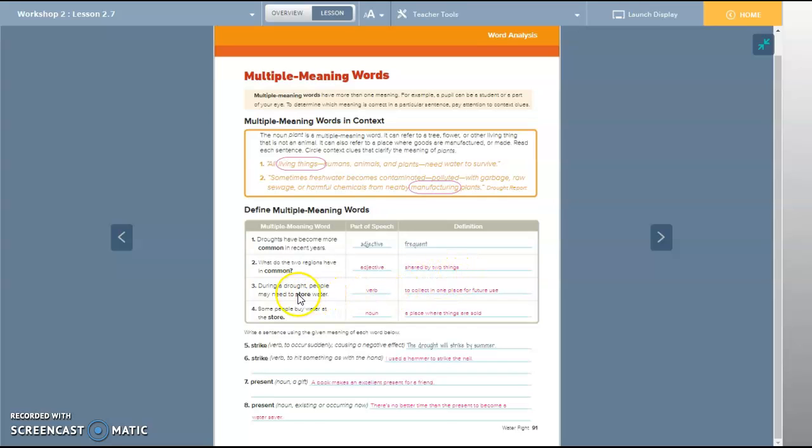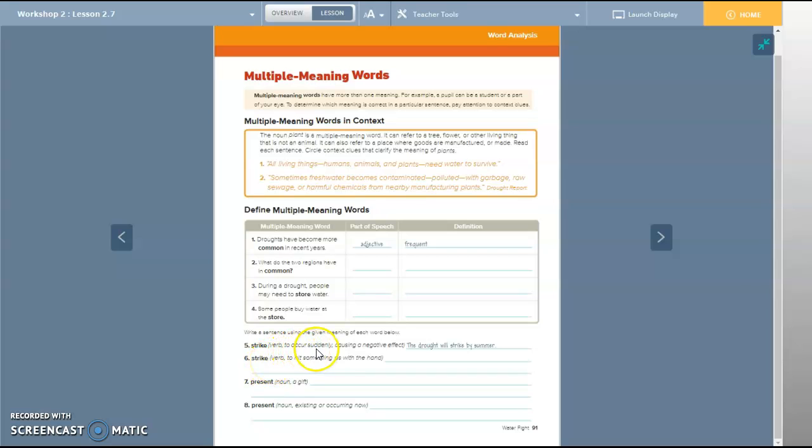Okay, during a drought, people may need to store water. So what are they doing? They're storing it. This would be a verb. So what does it mean to store? I want you guys to write that right there. What it means to you to store. Don't just copy this down, but write what it means for you to store something. Some people buy water at the store. That would be a noun. And what is a store where you would buy things? I want you to write your definition.